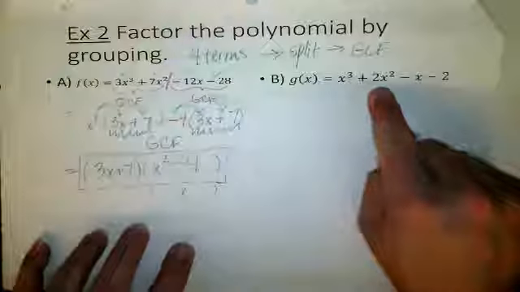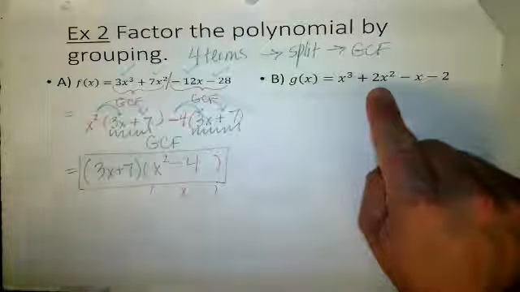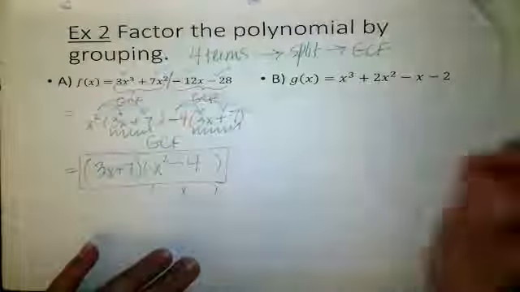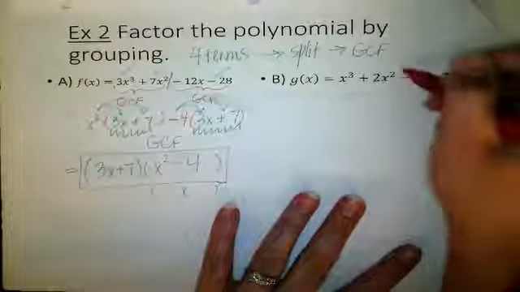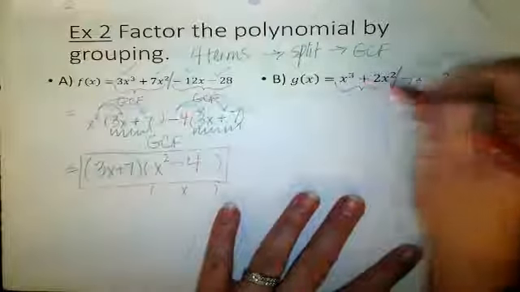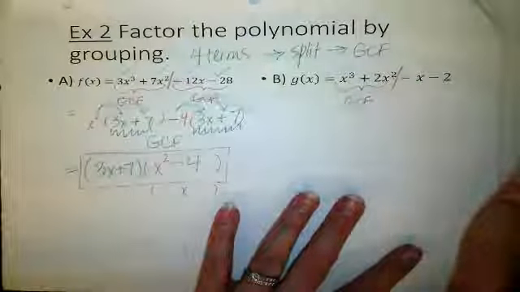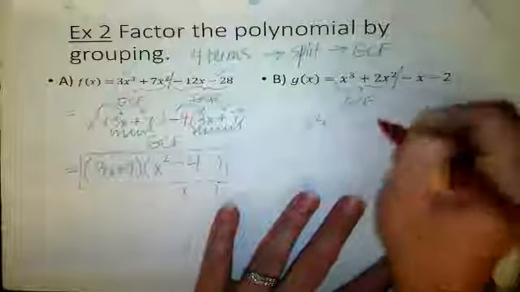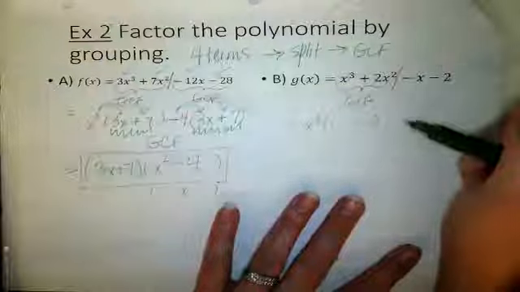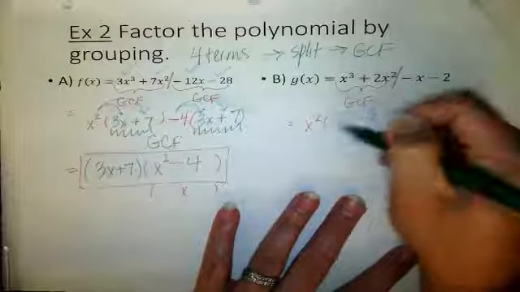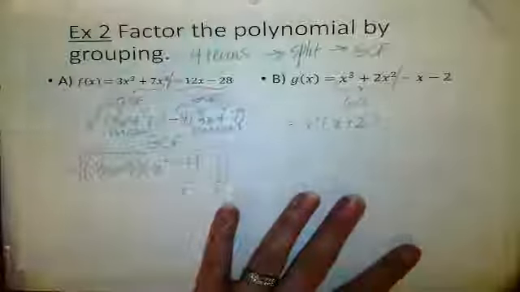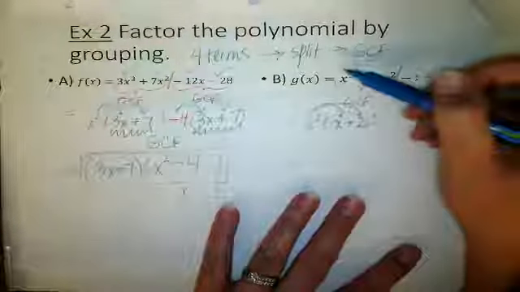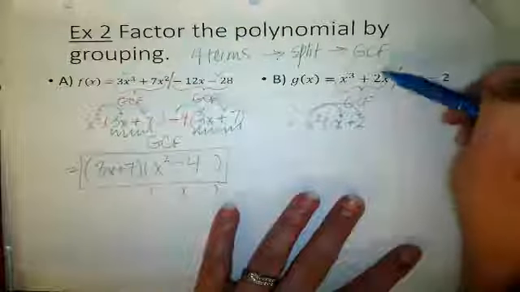We have x cubed plus 2x squared minus x minus 2. Again, there's 4 terms there. So we're going to split them up and say, hey, what's the GCF of the first 2 terms? X squared. They have x squared in common. What's left behind when I take out the x squared? X plus 2. Very good. And again, double check. You can do it in your head. Just make sure you did it right. X squared times x gives me x cubed. X squared times 2 gives me 2x squared.